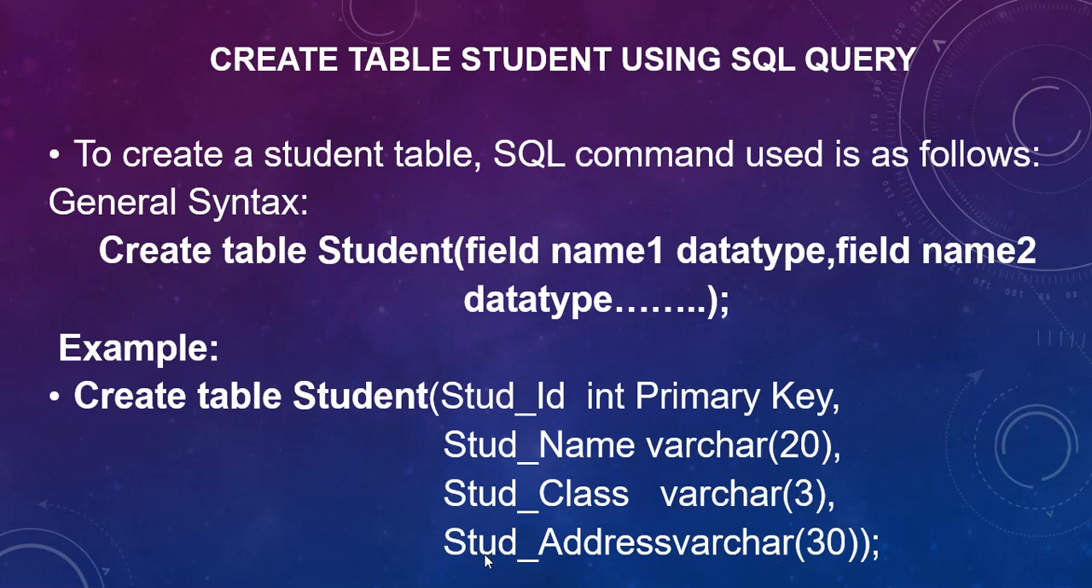The next one, student address, varchar, and I fix the length as 30. So you can give the address up to 30 characters. If it is beyond the length, it will not be allowed. Then close the bracket. At the end, every query statement is terminated by a semicolon. If you do not give a semicolon, the query will not be executed. It throws an error.